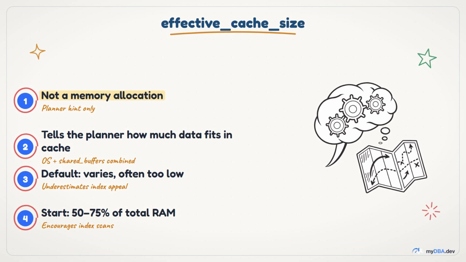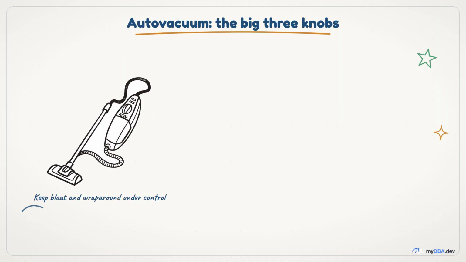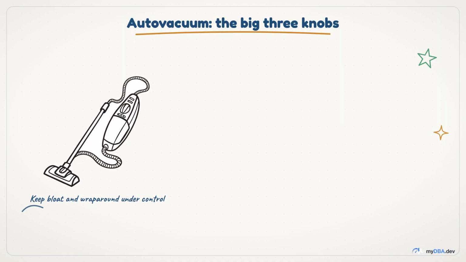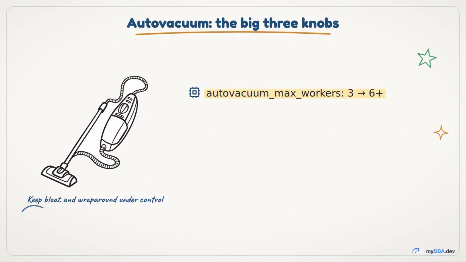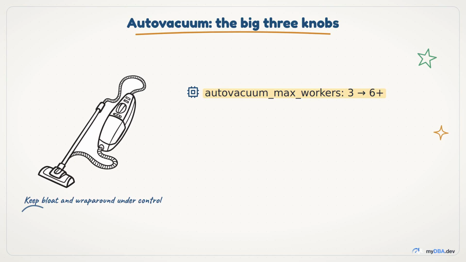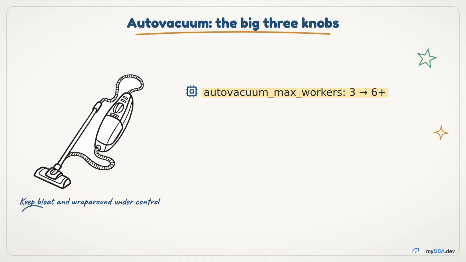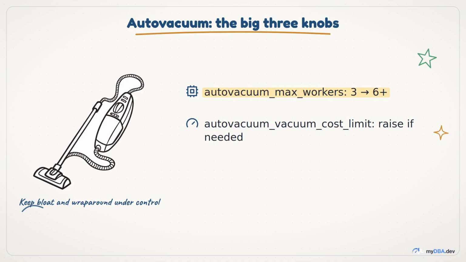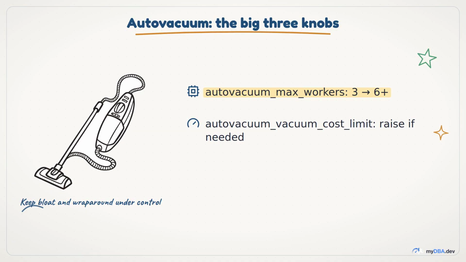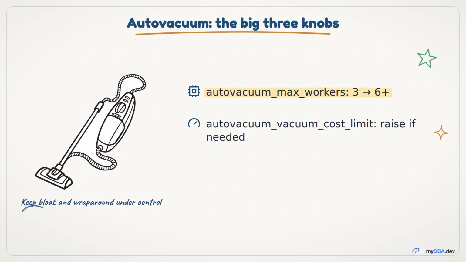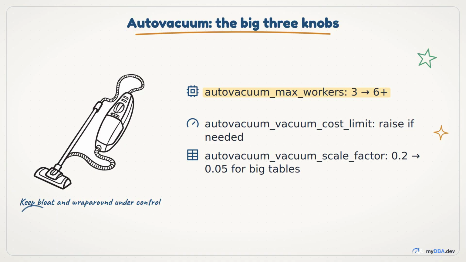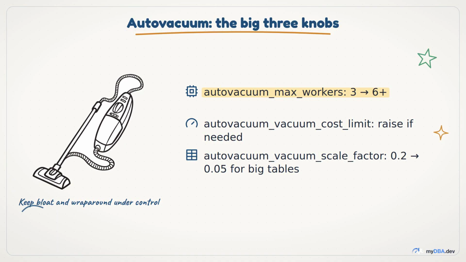The Autovacuum defaults are often too conservative for busy systems. Bump max workers from 3 to at least 6 so you can vacuum multiple tables at the same time. Then check Autovacuum vacuum cost limit. If vacuum is falling behind, you may need to raise it so Autovacuum can keep up. For large tables, lower Autovacuum vacuum scale factor from 0.2 down to 0.05 so vacuum kicks in earlier. Transaction ID wraparound shutdowns can be mitigated with proper tuning and monitoring of these settings.